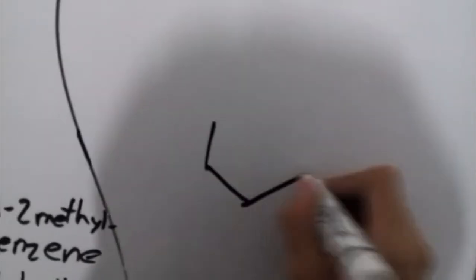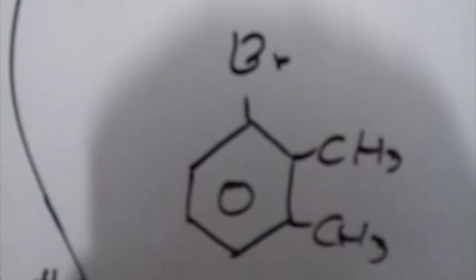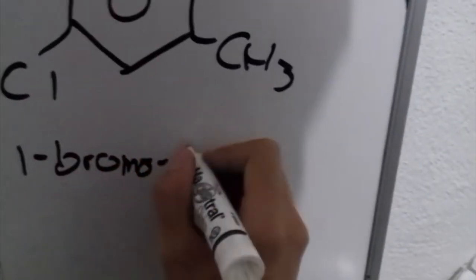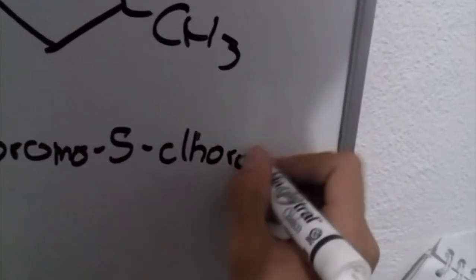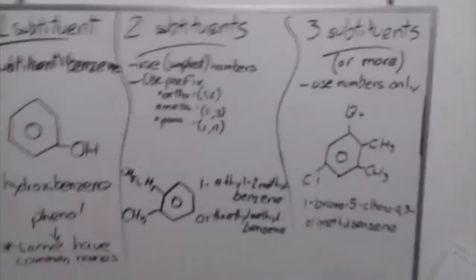When there are 3 or more substituents, only numbers are used. In the example, we have 1 bromine, 2 methyls, and 1 chlorine, so the compound is called 1-bromo-5-chloro-2,3-dimethylbenzene.